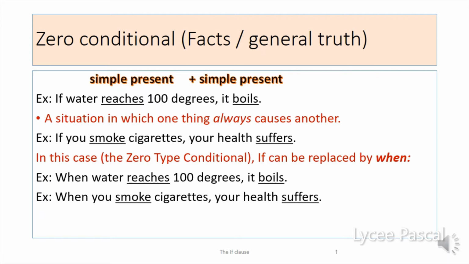In a complex sentence, if the adverbial clause of condition comes at the beginning and the main clause at the end, they are separated by a comma. In this zero conditional, we can always replace the if clause with when. For example, if water reaches 100 degrees, it boils. We can say, when water reaches 100 degrees, it boils, or when you smoke cigarettes, your health suffers, instead of if.